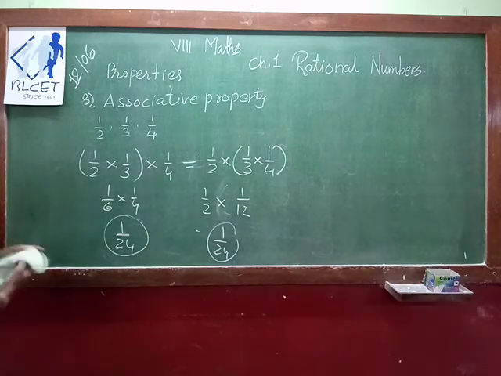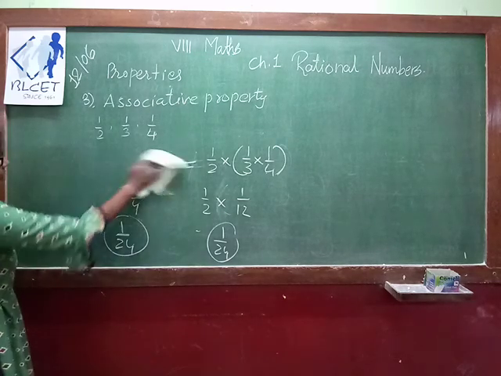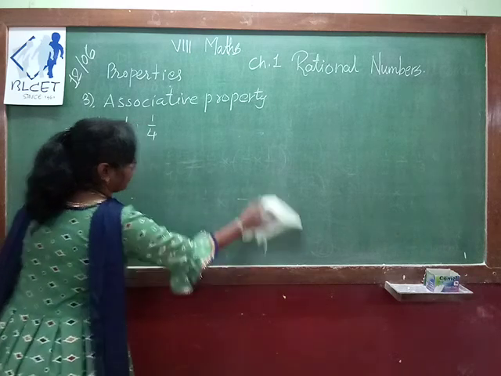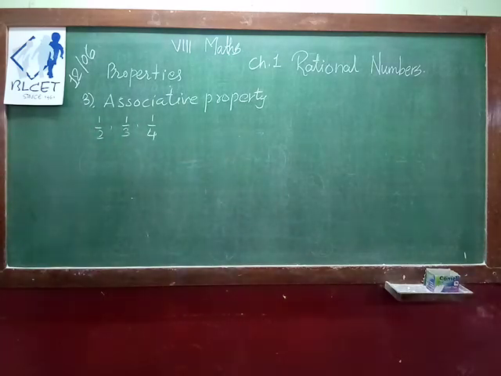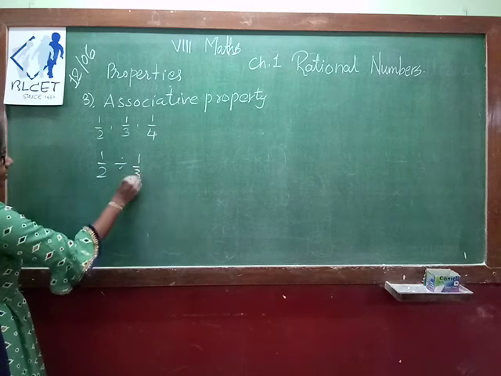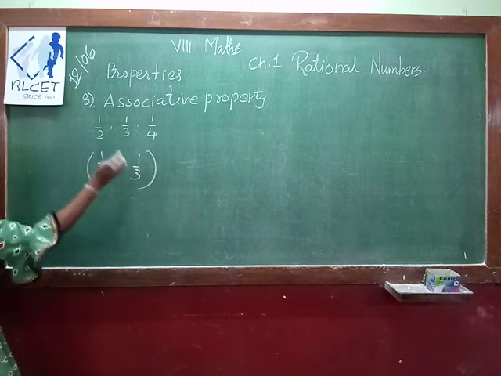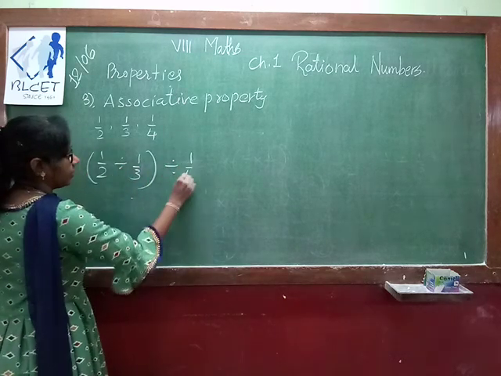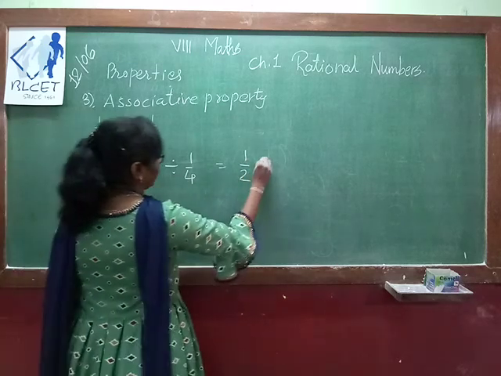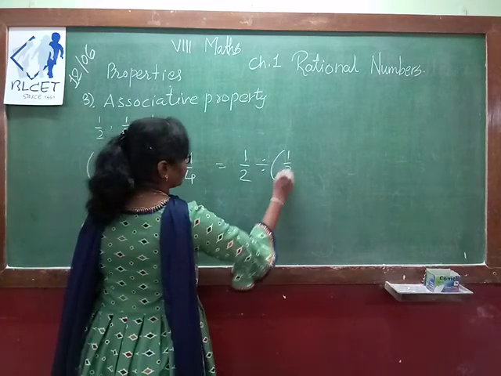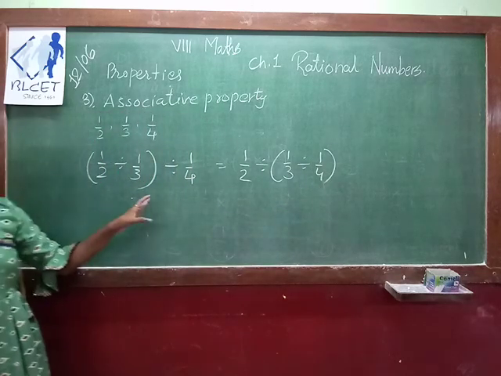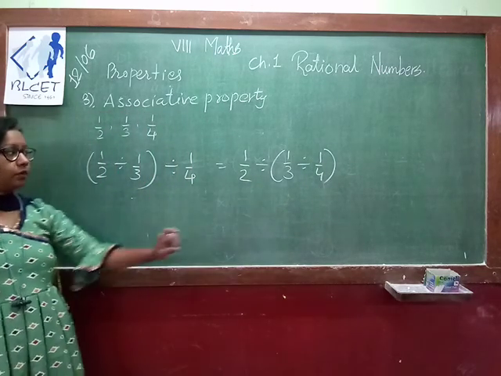Okay. Now we check for the division. Same numbers we are taking: 1/2 divided by 1/3. First we group the first two numbers, divided by 1/4. Then we have to check whether this is equal to 1/2 divided by, 1/3 divided by 1/4. Whether we are getting the same answer for these two, that we have to check.